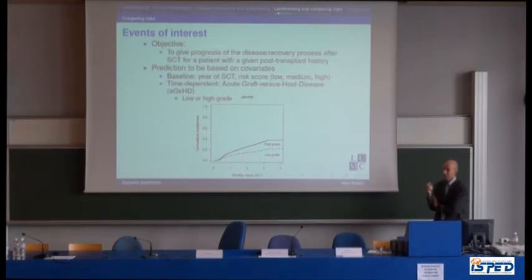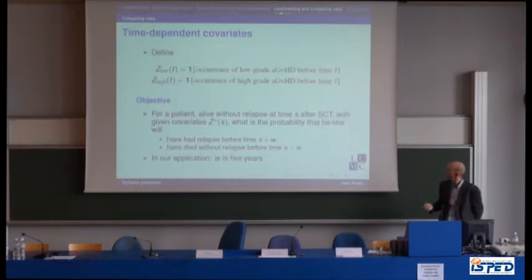The idea is that foreign cells kill the cancer cells, but if they do that, they sometimes also attack the healthy parts of your body, and if that happens, that's called graft-versus-host disease. If it happens soon, then it's called acute graft-versus-host disease. And there's either high grade or low grade. High grade is more serious than low grade.